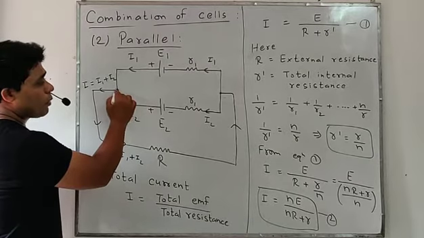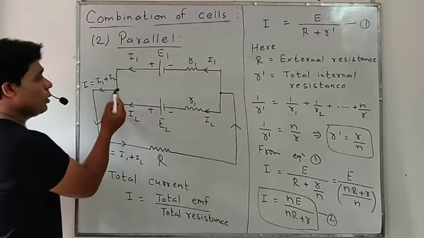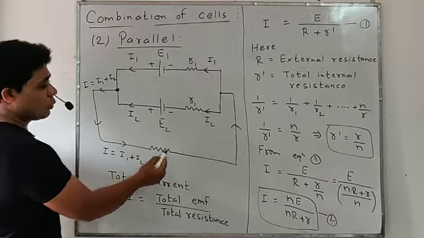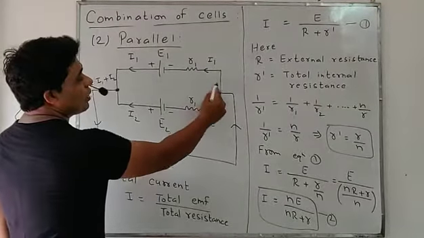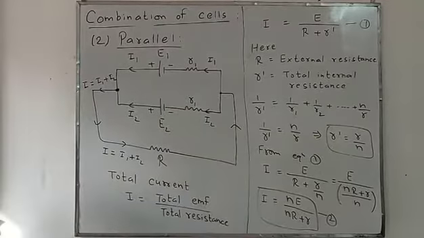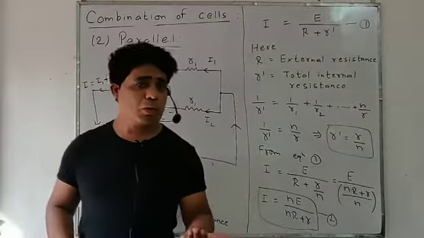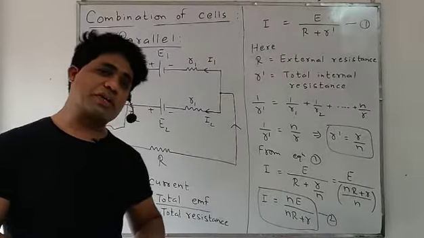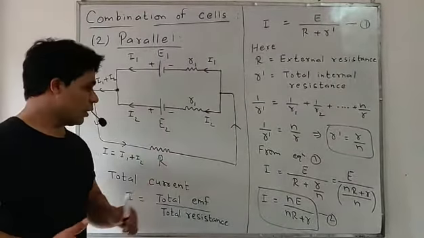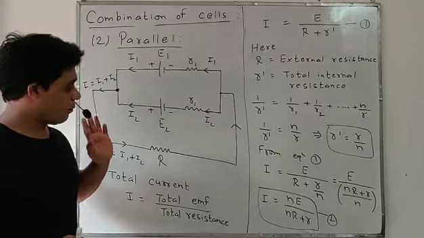Both will add at this point, and total current will flow as I1 plus I2. And again it divides into I1 and I2. It will complete its circuit. Okay. So two cells are connected in parallel having EMF E1 and E2, and their respective internal resistances are R1 and R2, and having external resistance R.